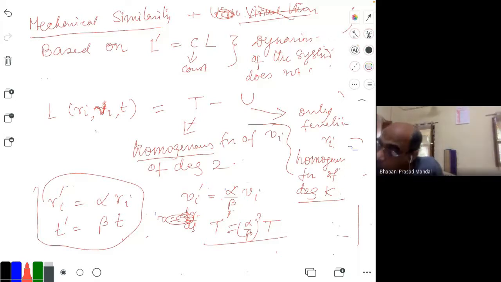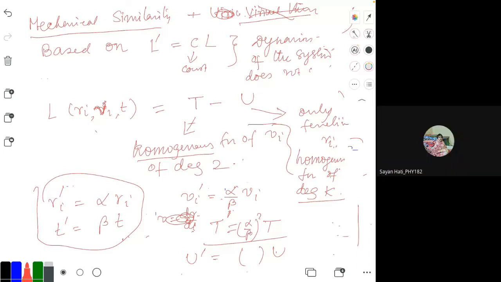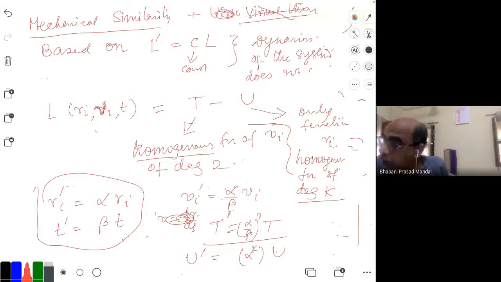Shayan, can you tell me how U prime will be related to U? U is only a function of r_i and it is a homogeneous function of degree k. From this information, can you tell how U prime will be? Sir, alpha to the power k. Very good. So it will be alpha to the power k because every coordinate is scaled by alpha. Every term has r to the power k. Everybody agrees with that? Okay.